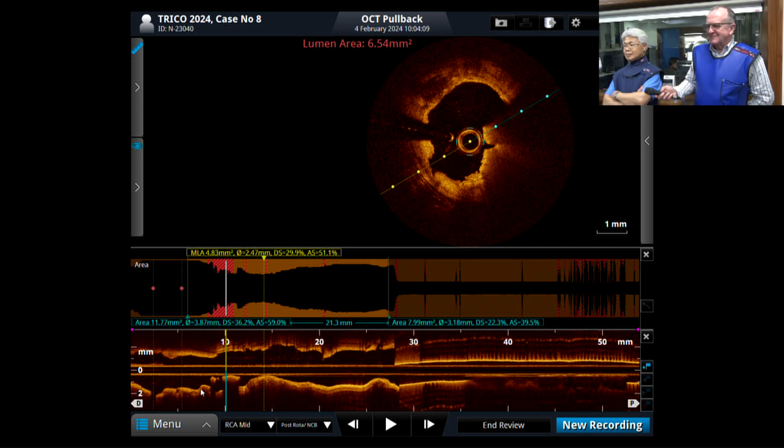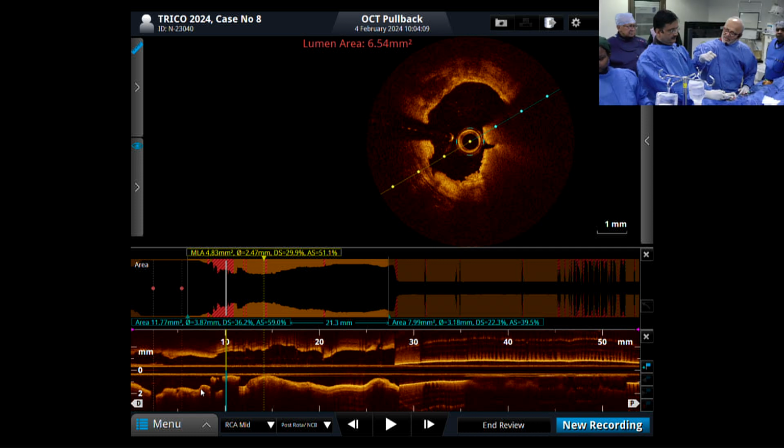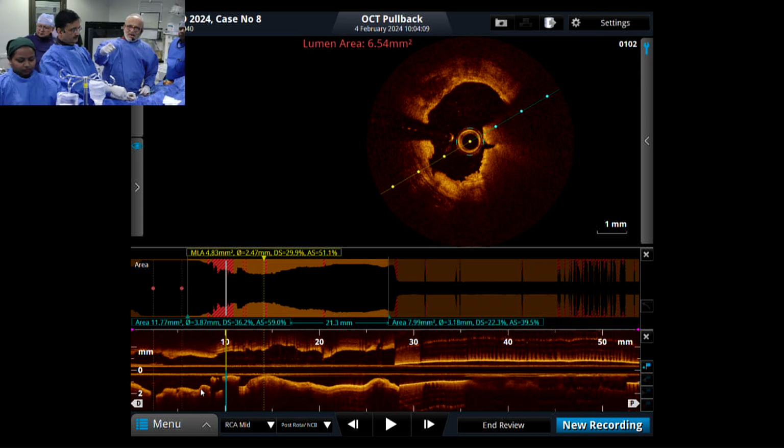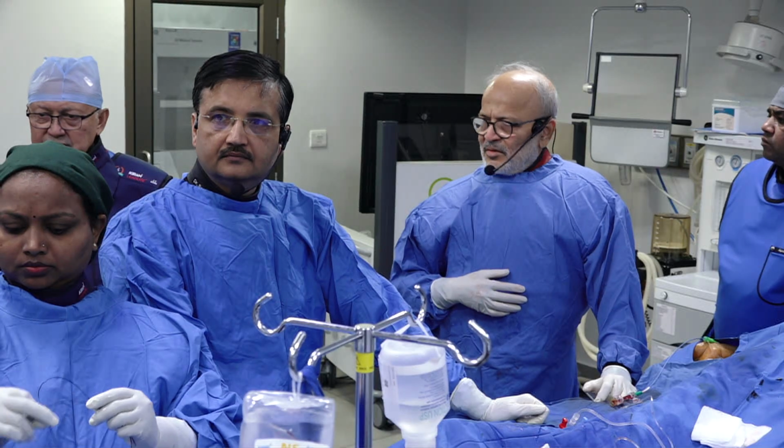Acha, now, regarding the distal lesion, what is your opinion? Will you like to see the IVUS? Okay. Yeah, it is possible. Get IVUS ready. And then we will stent and do the final runs. Perfect.